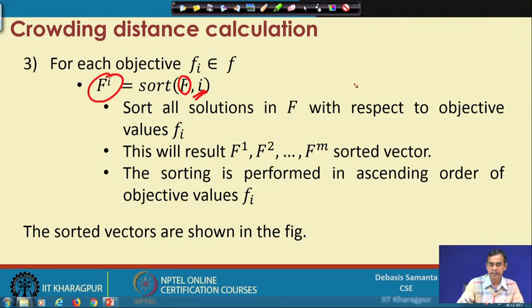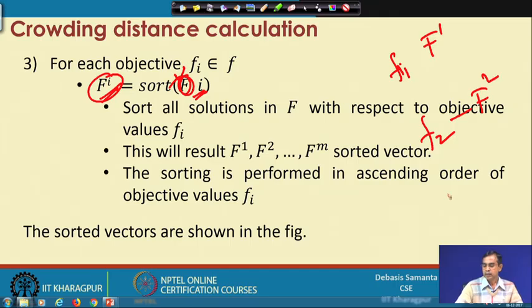So, it is like this. First, with respect to the f1 objective function, we sort all the solutions which belong to f, and the sorted solutions will be termed as f1. Similarly, with respect to f2, if we sort all the solutions belonging to f, it will give f2. This way, with respect to fm, we get the sorted version fm.